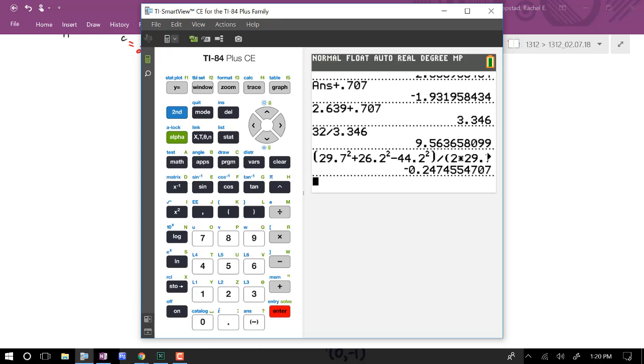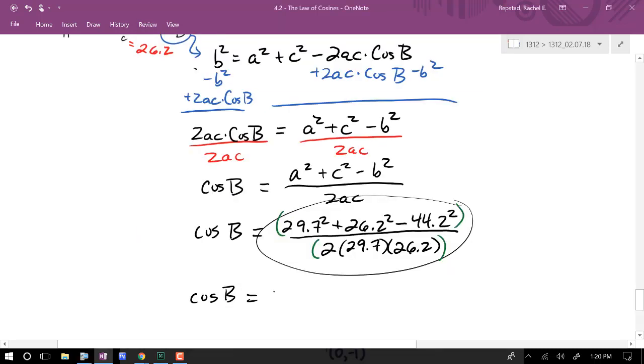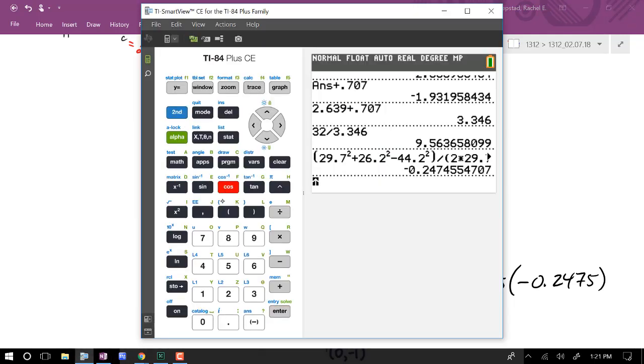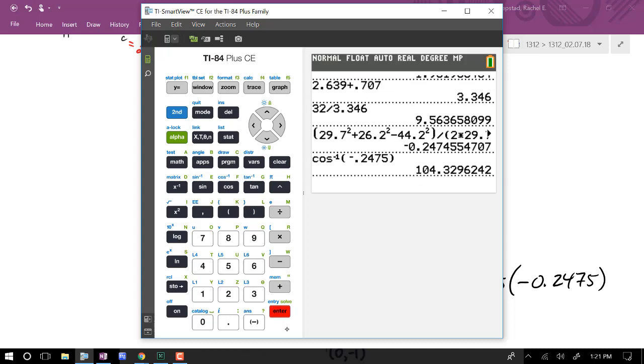So we have minus 0.2475. So B is arc cosine of that. The sign is super important here. The fact that it's negative, that's how I know it's actually going to spit out an obtuse angle. So 104.3.